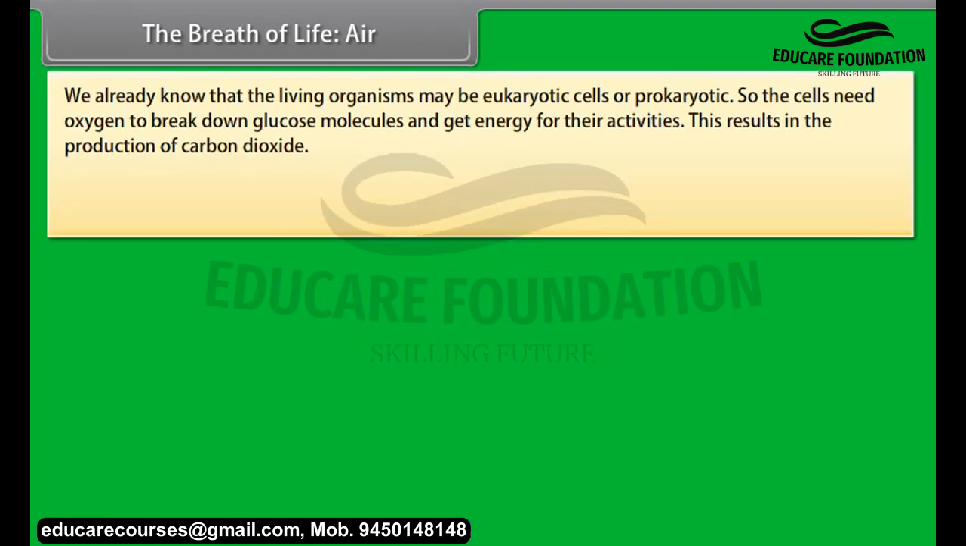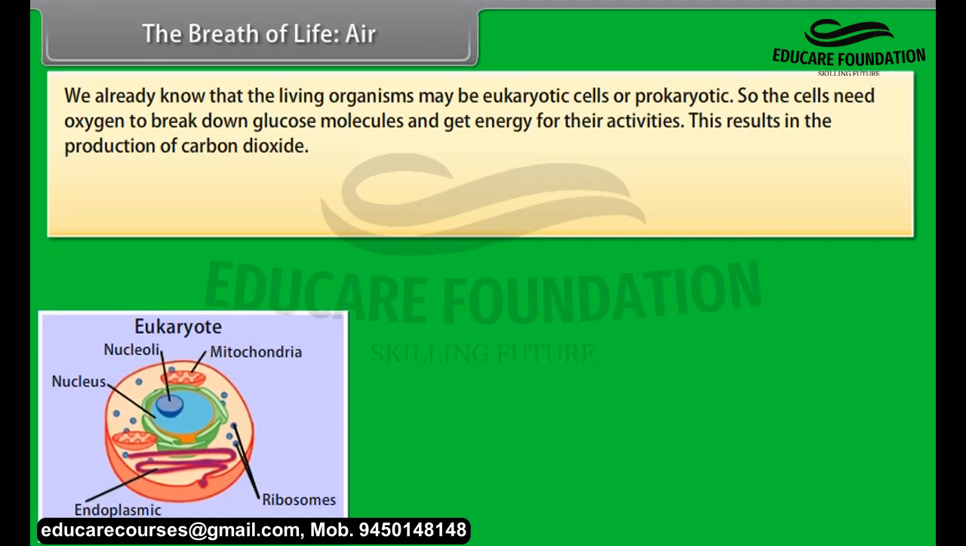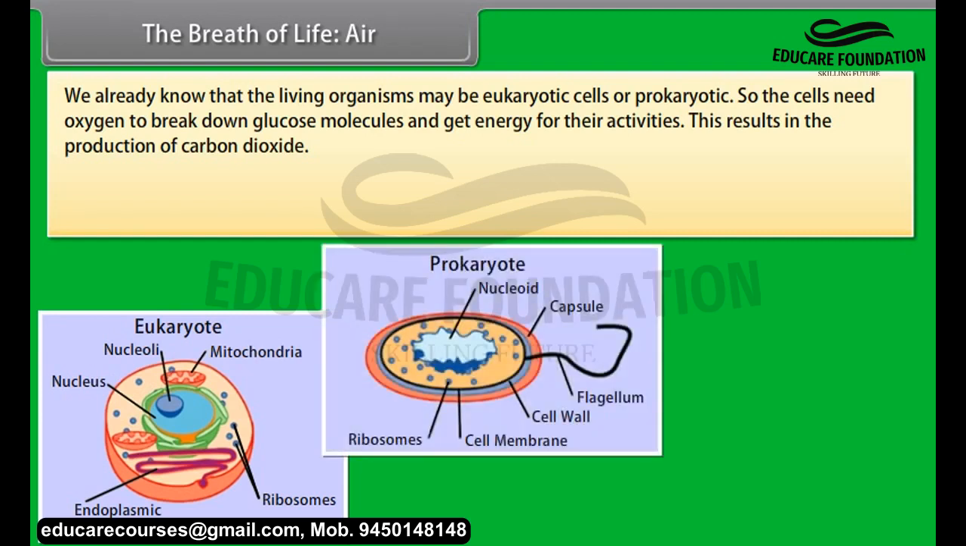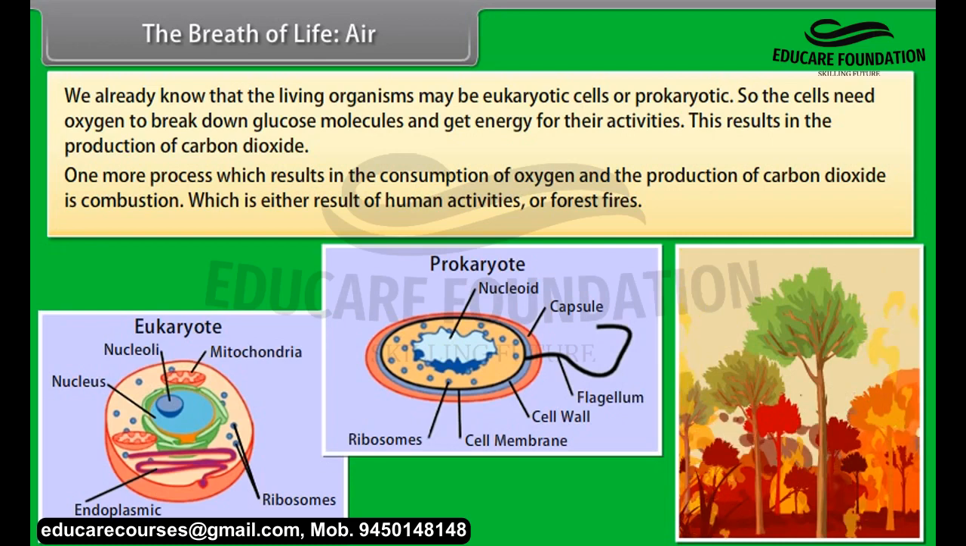We already know that living organisms may be eukaryotic or prokaryotic cells. The cells need oxygen to break down glucose molecules and get energy for their activities. This results in the production of carbon dioxide. One more process which results in the consumption of oxygen and the production of carbon dioxide is combustion. Combustion is either a result of human activities or forest fires.